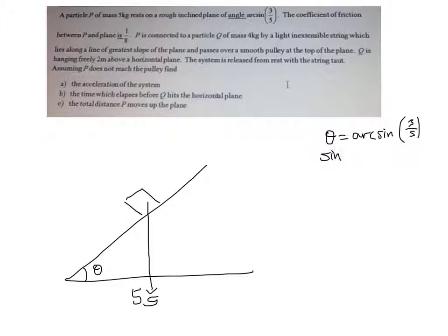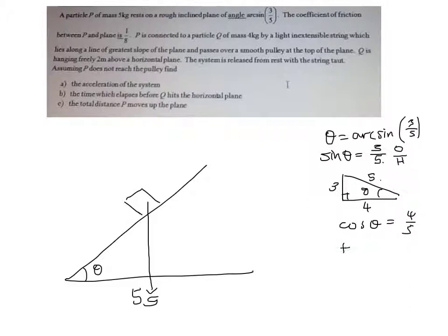So that means that sine theta is 3/5, and you might be thinking, well, that's not very helpful, is it? But there's a little trick that you can do. If this is theta, sine is the opposite over the hypotenuse, so this is 3 and this is 5, and using Pythagoras we can get this to be 4. So that means that cosine theta is 4/5, and if I need it, not likely, but if I did, tan theta is opposite over adjacent, 3/4.